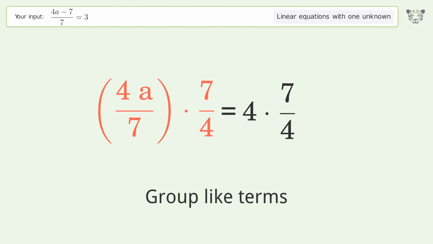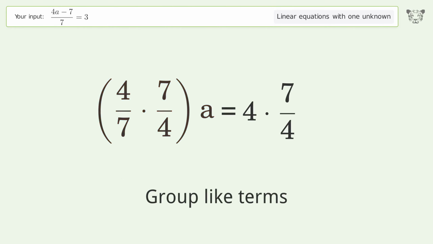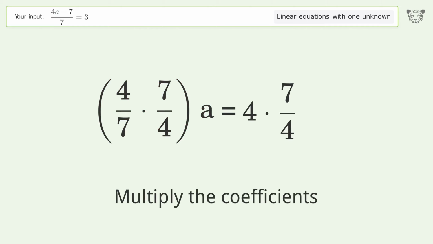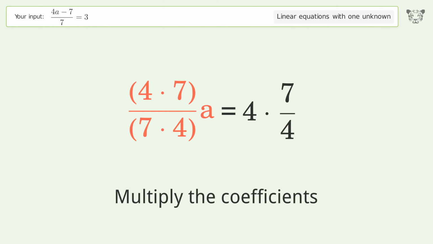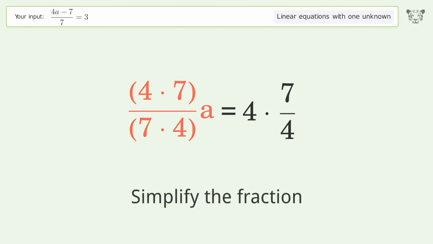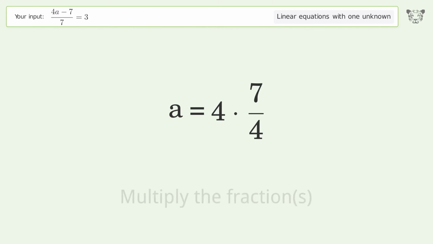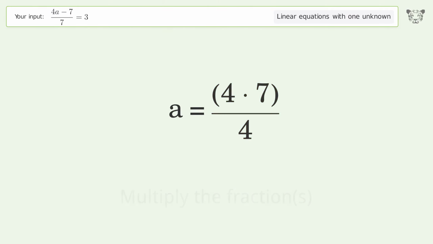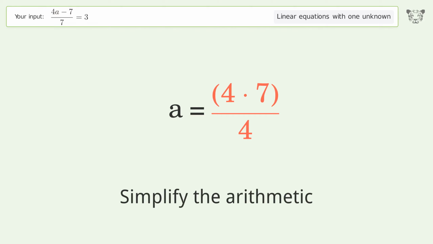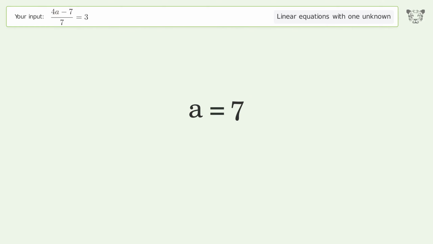Group like terms. Multiply the coefficients. Simplify the fraction. Multiply the fractions. Simplify the arithmetic. And so the final result is a equals 7.